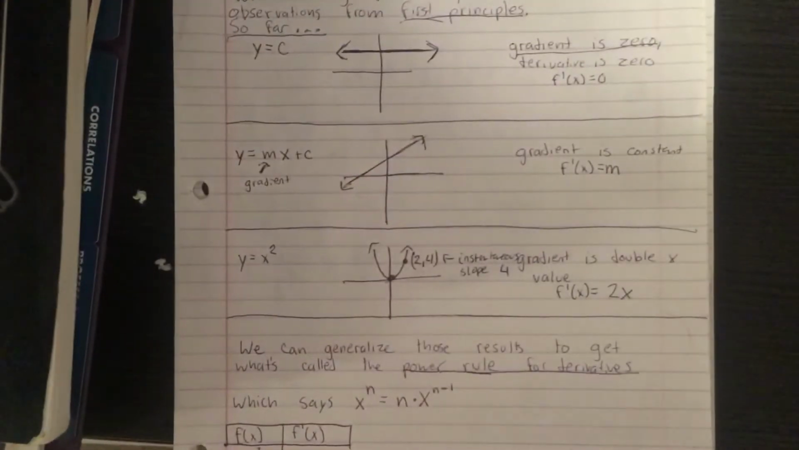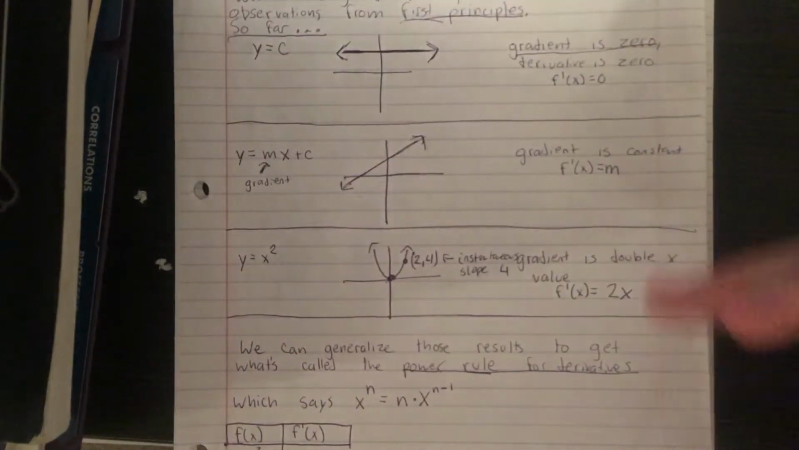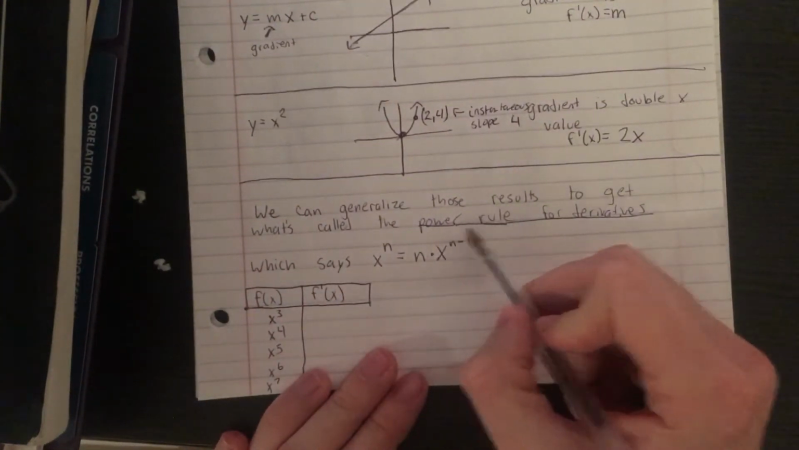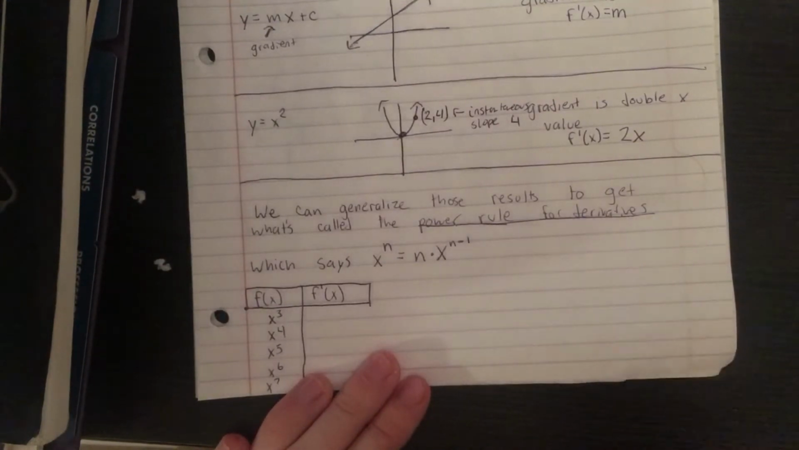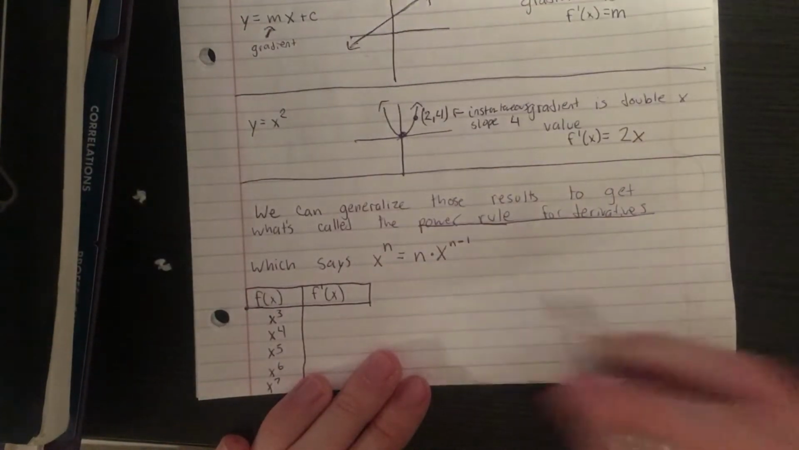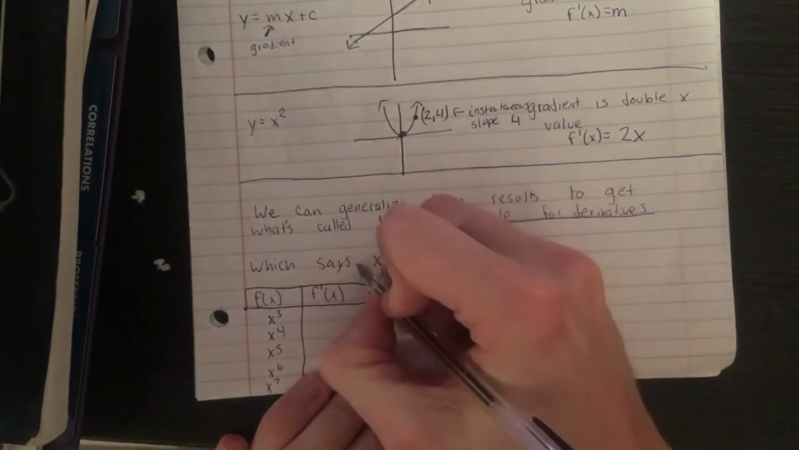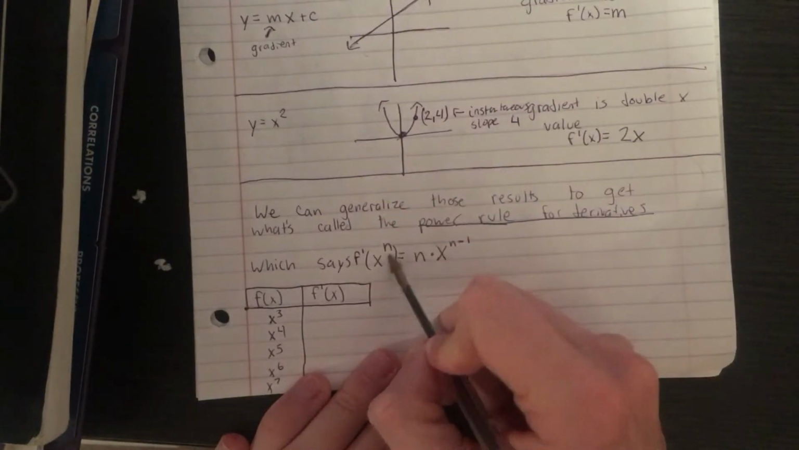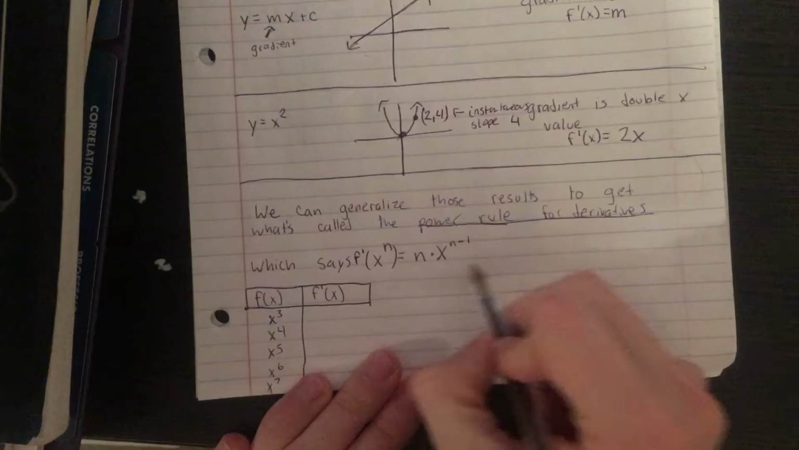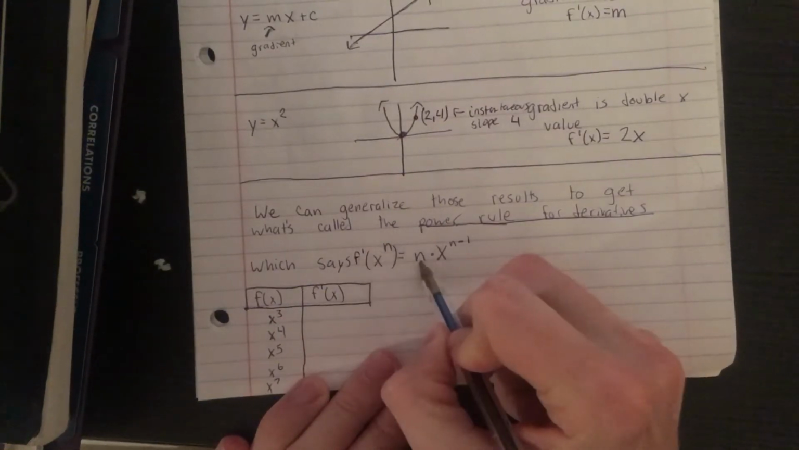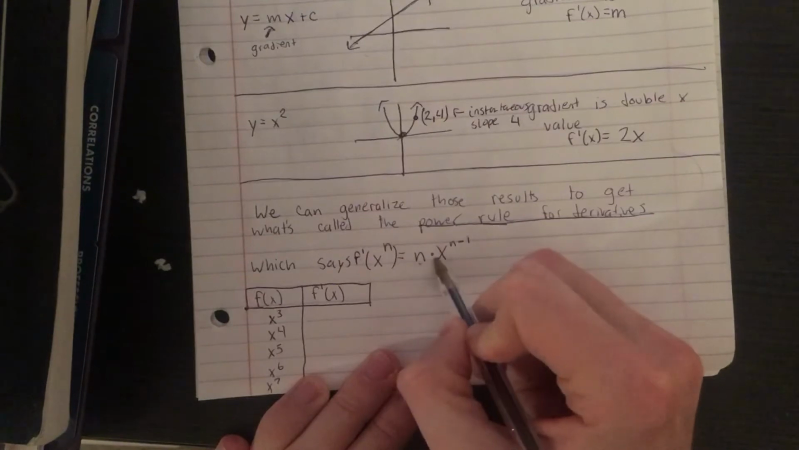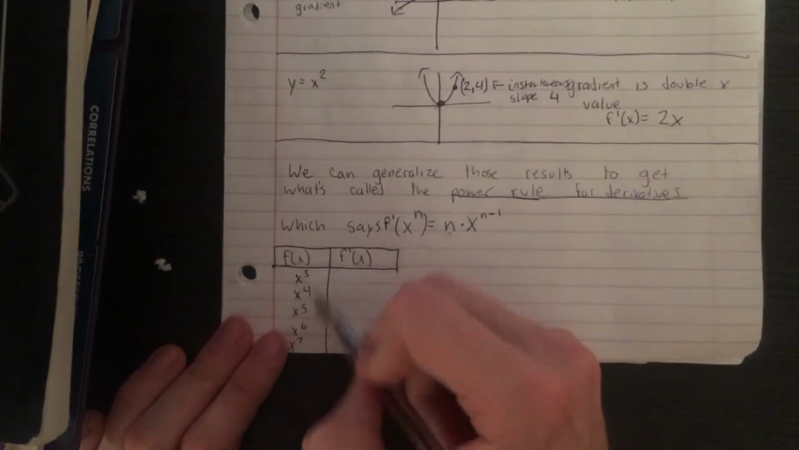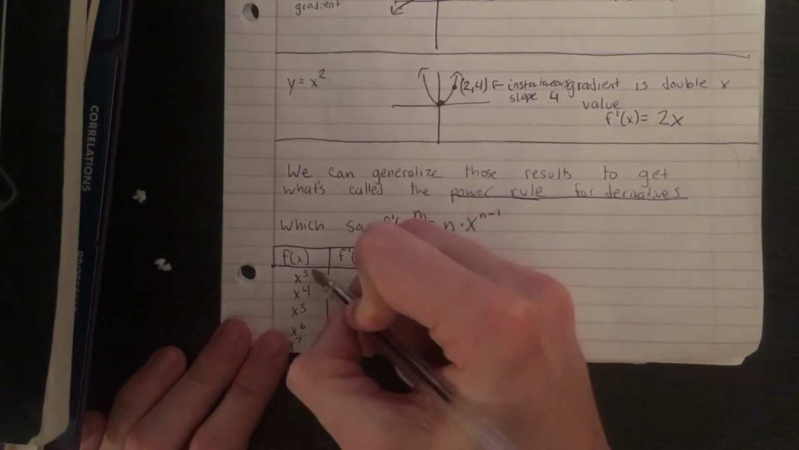So a general rule that you can take from this, we can generalize these results to get what's called the power rule for derivatives. What the power rule says is that if you take the derivative of x to the n, the way that you calculate that is you bring the power down and multiply by it, and then you subtract 1 from the power.